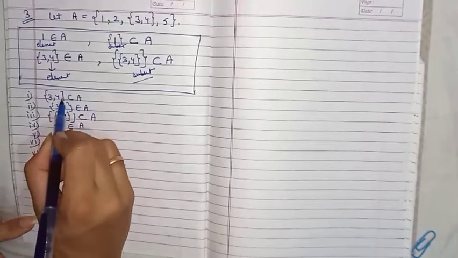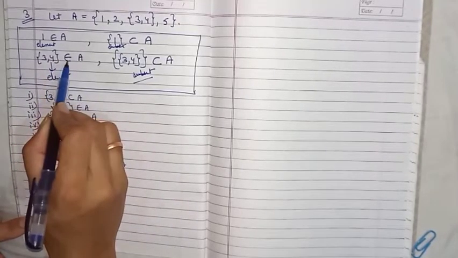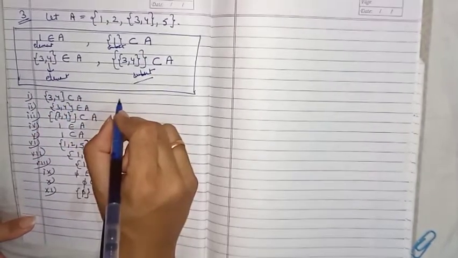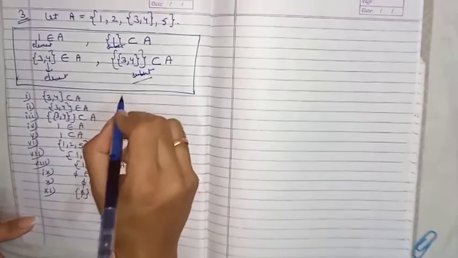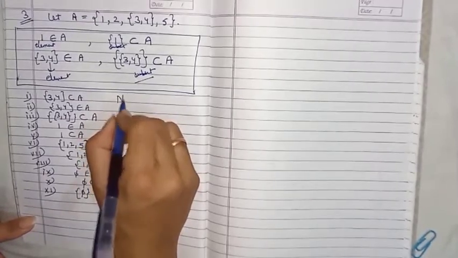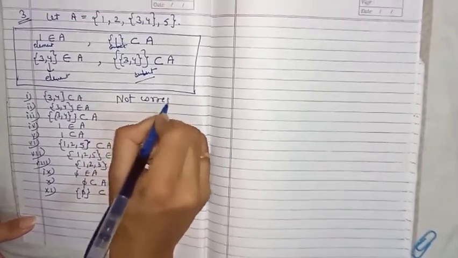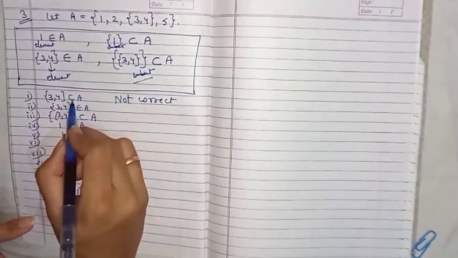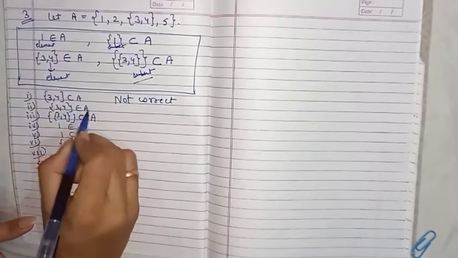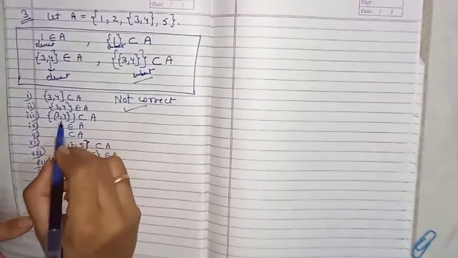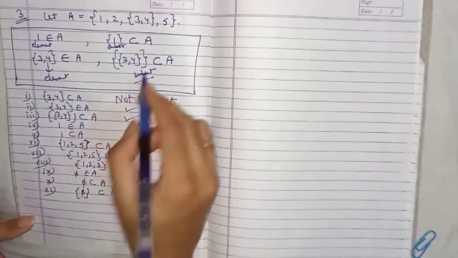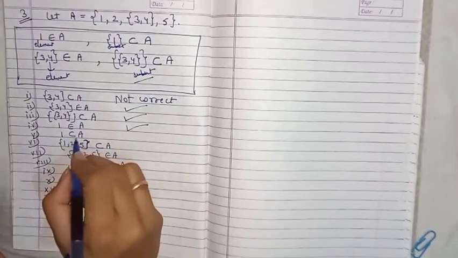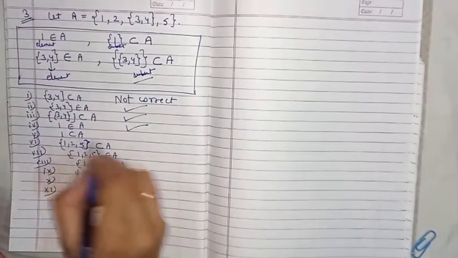For 3 4 with a single bracket, I need to put belongs to, but here it is subset, so it is incorrect, it is wrong, right? Because there must be belongs to here. In the second part it is correct. In the third part it is also correct. I have told you here 1 belongs to A, correct. 1 is a subset of A. Now 1 is without bracket, so it is false.